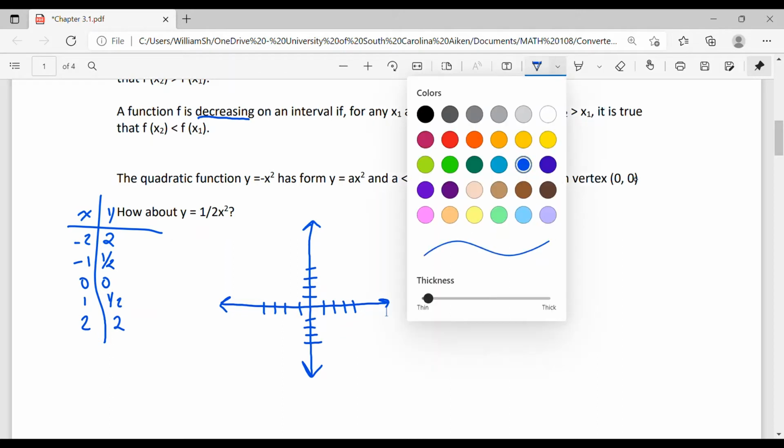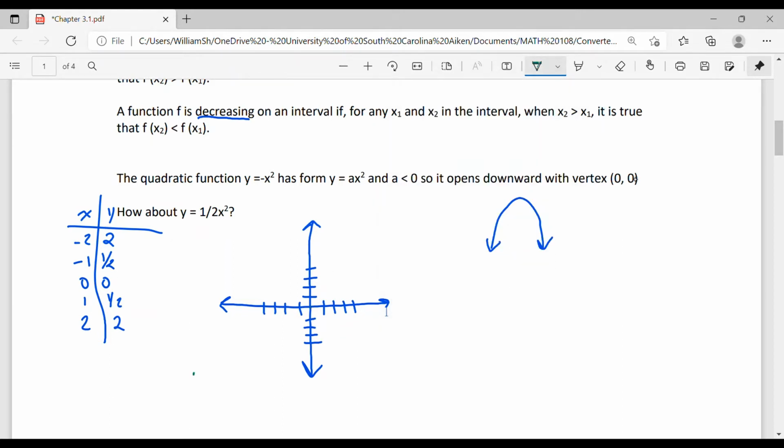So if I'm just sketching it here, and y'all are more than welcome to do this on the calculator, I'm going 0, 0. I'm going 1, 0.5, so about right there. And then I'm going 2, 2. And I'm going negative 1, 0.5, so 0.5 here. I'm going negative 2, positive 2 here. And like I said, it opens upward because that a out front, that half, is positive.